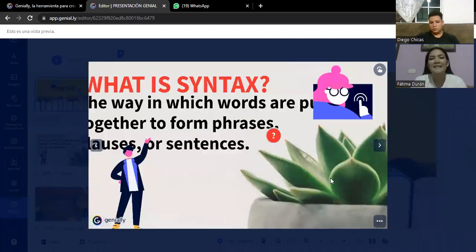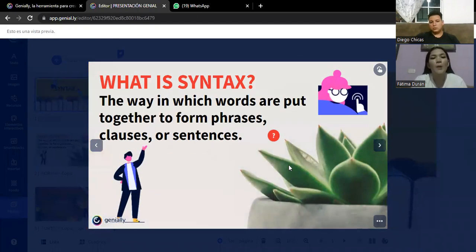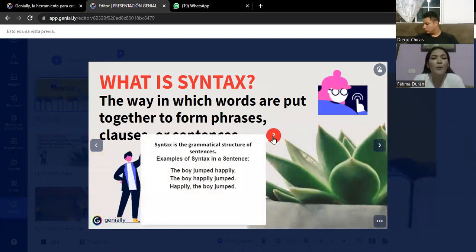Firstly, what is syntax? It is the way in which words are put together to form phrases, clauses, or sentences. Or in other words, syntax is the grammatical structure of sentences. For example, here we have: The boy jumped happily. The boy happily jumped. Happily, the boy jumped.